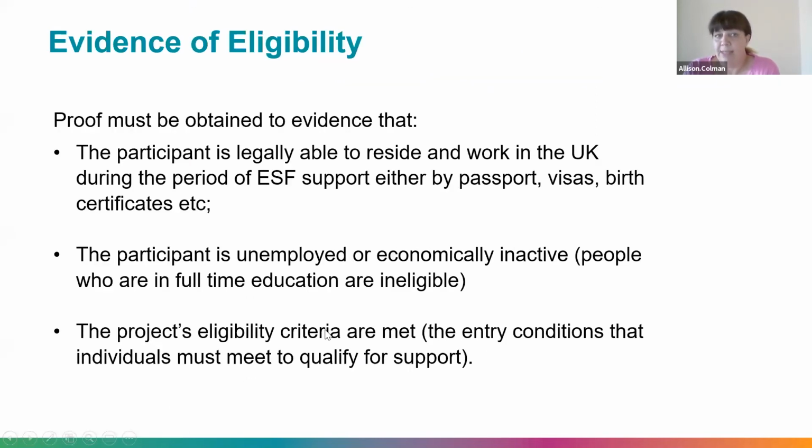So with that, you need to obtain evidence that they are legally able to reside and work, and that can either be by a passport, visa, birth certificate, etc. You need to provide evidence that they are unemployed or economically inactive, and people who are in full-time education are actually ineligible for community grants. And then also you need to evidence that they actually meet your project criteria. So if you're doing over 50 projects, then obviously the participants need to be over 50s.